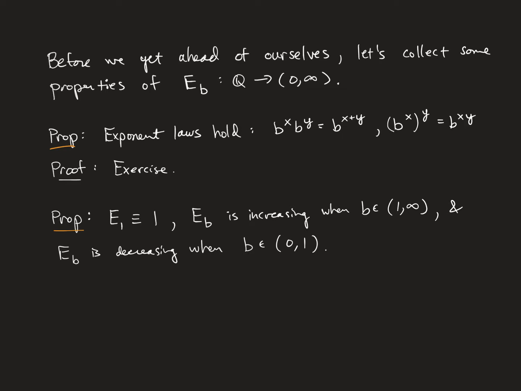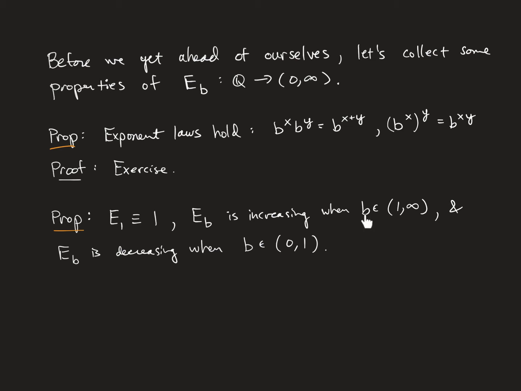So before we get ahead of ourselves, let's look at some basic properties of this exponential function that we've constructed so far. For rational exponents, it's easy to show that the exponent laws hold: the familiar laws about multiplying two powers of a base and about taking iterated powers of a base. You can do this as an exercise, a little bit tedious but elementary. Another property is that, of course, the exponential function when the base is 1 is just identically the constant function.